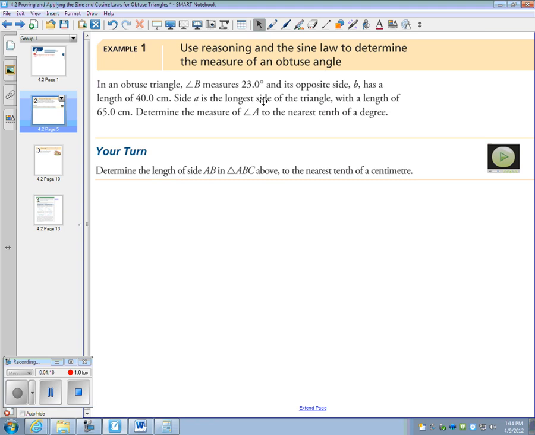We have angle B with 23 degrees. So I'm going to draw mine like this. I'm going to draw a triangle. You'll notice this is my biggest angle. So I'm going to put angle B here. It could have gone the other side as well. We said that this was 23 degrees. Opposite side B has a length of 40 centimeters. Then we said side A is the longest side. Well, the longest side is not this side. It's got to be this side that is the longest side, and that side length is 65.0 centimeters.